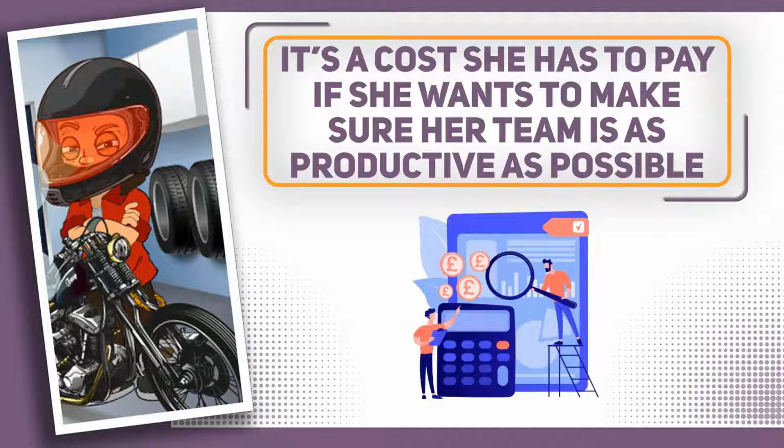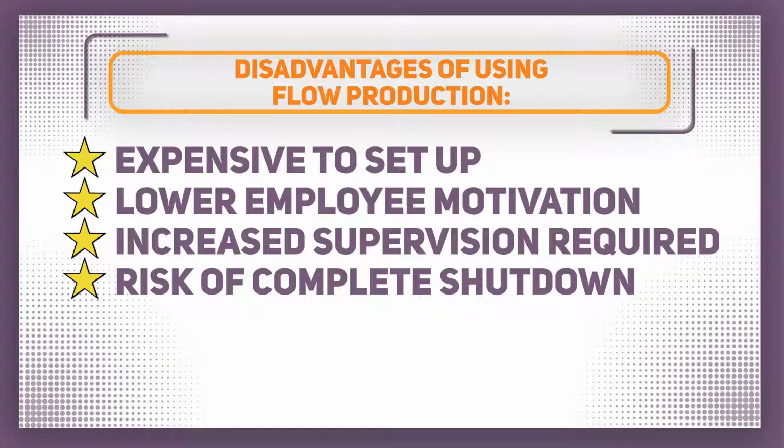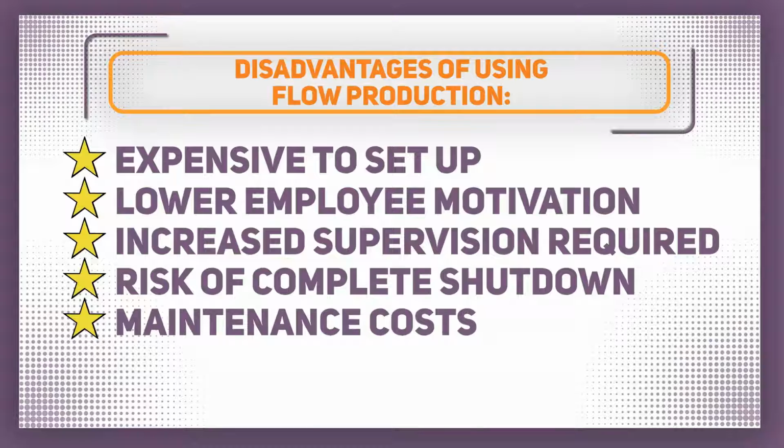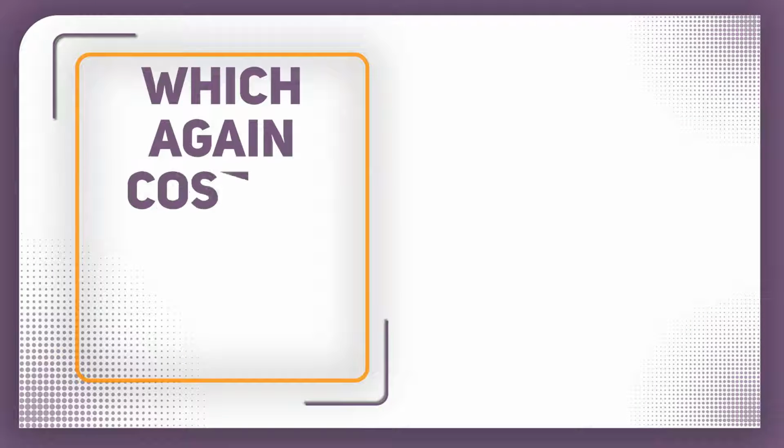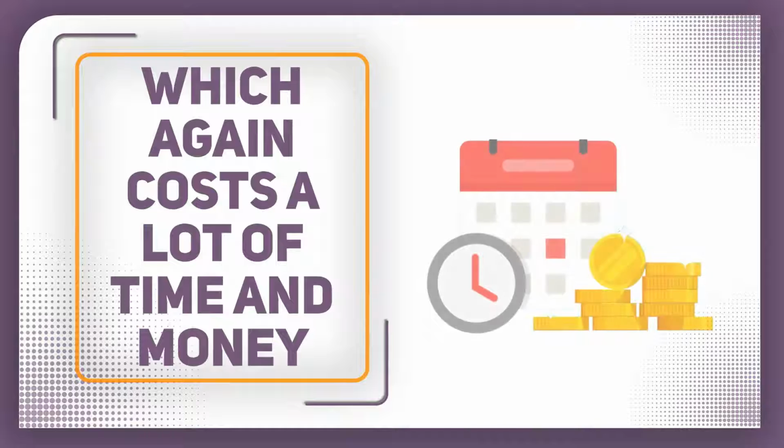Flow production is really great when everything flows, but if there's a problem at any stage of the production line, there may be a complete shutdown, which could have serious repercussions on output, and therefore on sales. Dawn needs to make sure that there are regular checks and maintenance of the entire production line to make sure that everything keeps working, which again costs a lot of time and also a lot of money.